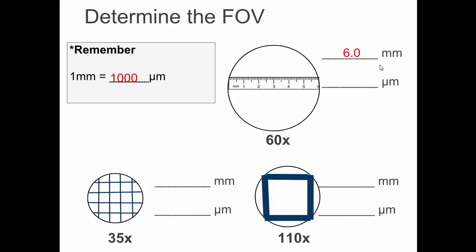Is it exactly like 1,000 on the dot? Yes. Okay. So how many micrometers wide is the field of view? 6,000. Yeah, 6,000.